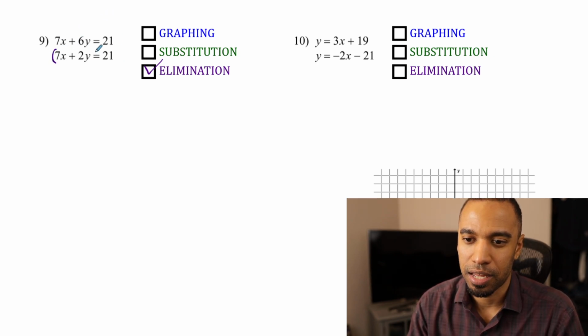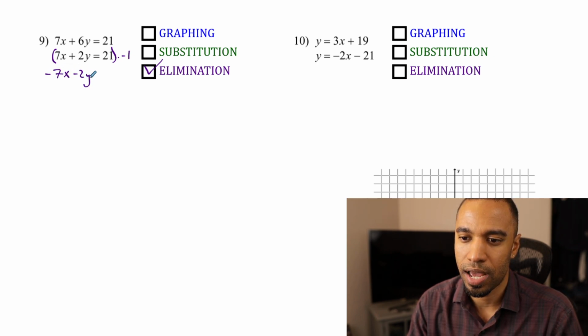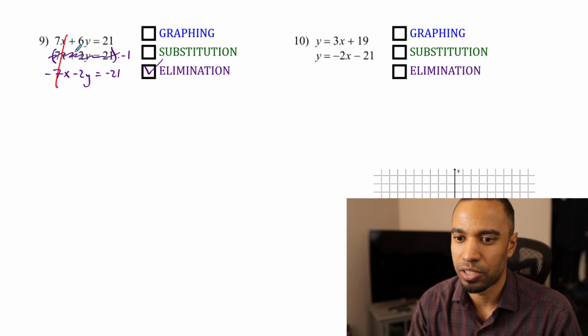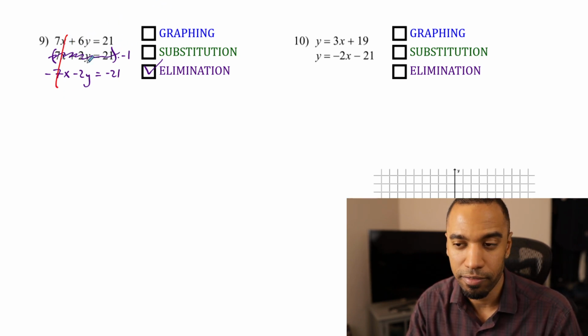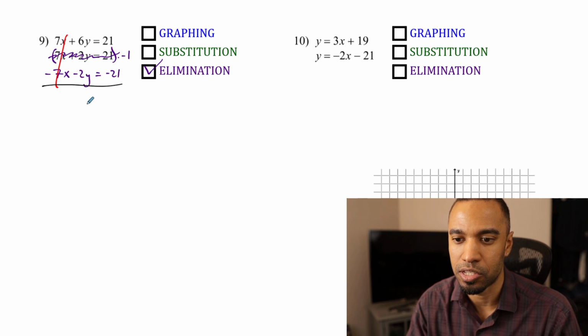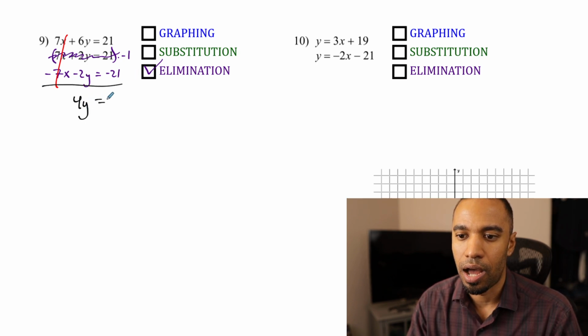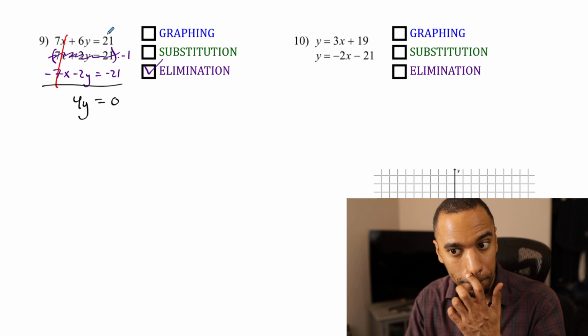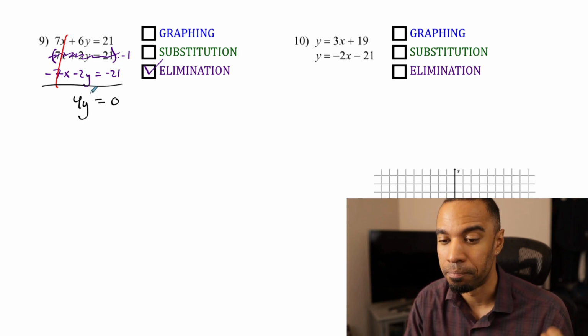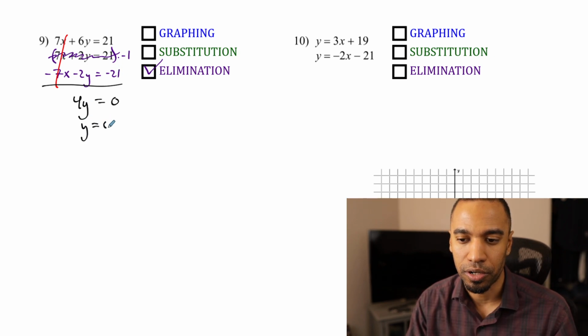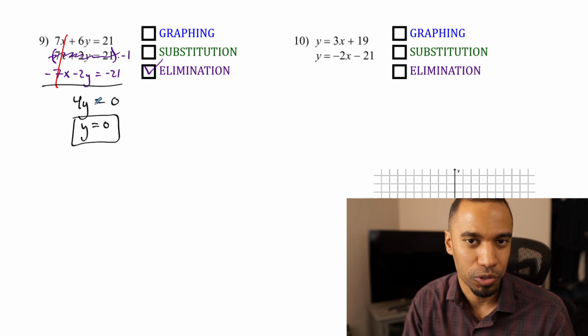I'll multiply the bottom equation here by -1, and we'll get -7x minus 2y equals -21. So let's go ahead and eliminate the x's. And look, the y's do not eliminate. That's an important facet. If they do not eliminate, that means it's not a no solution. 4y equals 0. 21 minus 21. Okay. Divide by 4, y equals 0. Remember, that's not a no solution.